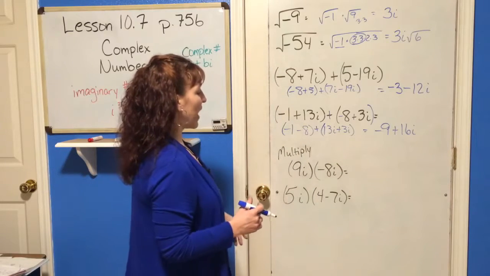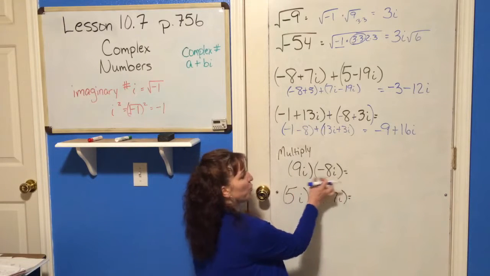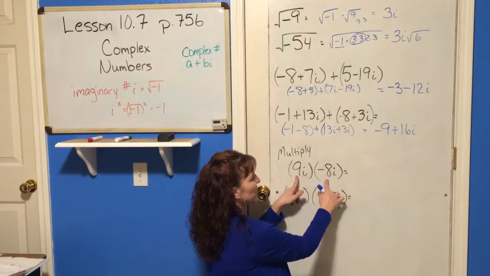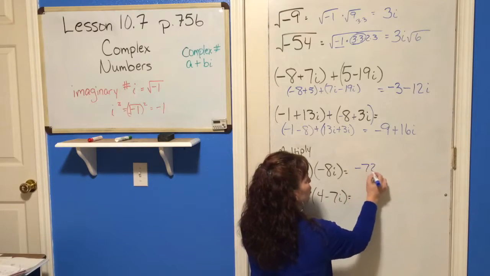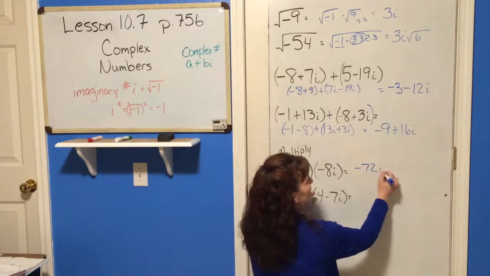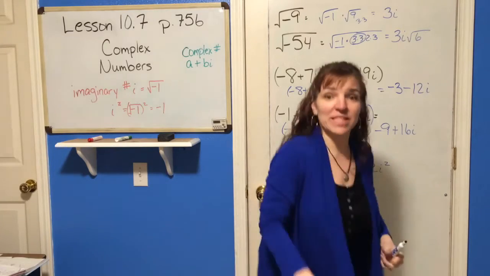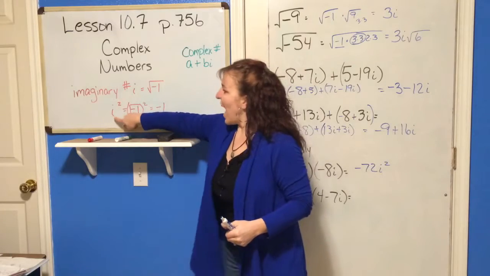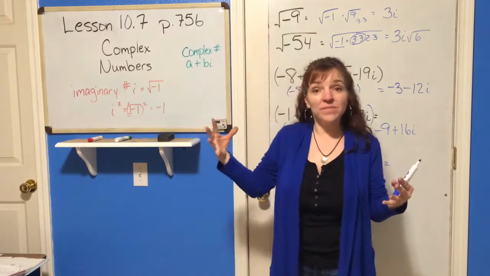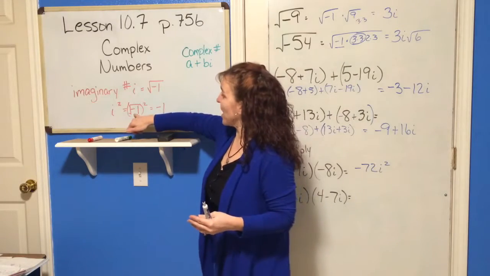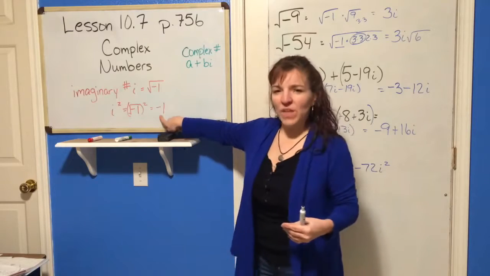Now if you're multiplying, then it's a little bit different because you multiply both parts by each other. So the 9 times the negative 8 is negative 72, and then an i times an i is i squared. And now this is where this part that I haven't talked about comes in. i squared is, remember, i is the square root of negative 1. And so the square root of negative 1 squared brings us back to negative 1.